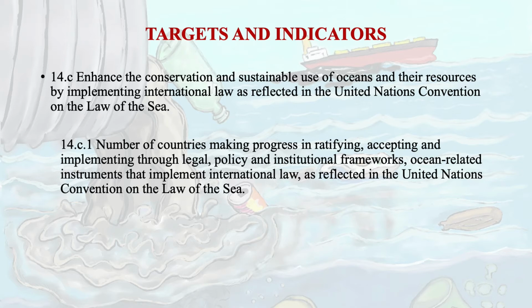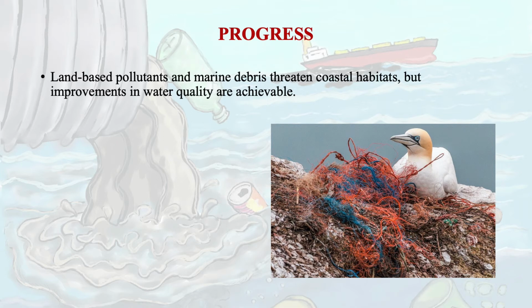Right? So if you look into the status of the targets which we discussed based on SDG 14, let us have a quick look into the present progress, what is the global status towards achieving those targets, using indicators. We know that land-based pollutants and marine debris threaten coastal habitat. Still, the impact of all these sources is not yet reduced. We are not able to minimize those pollutants and debris, and improvement of water quality is also not yet achieved.